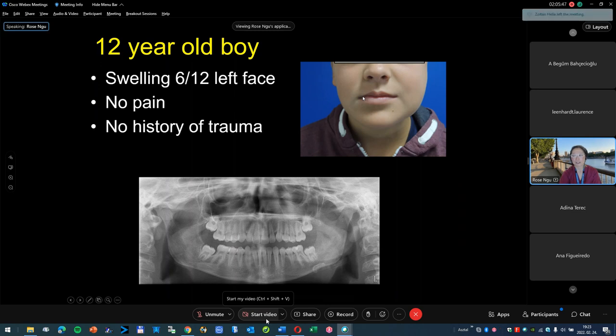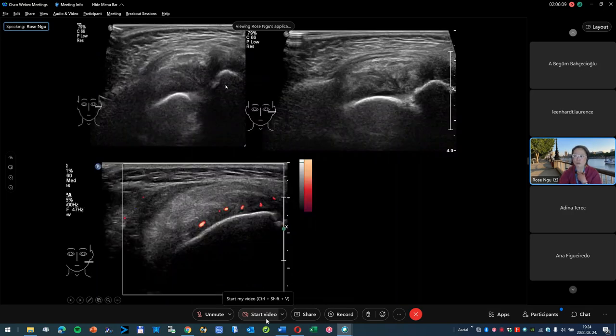Now, remember I said, in this area, you also have teeth. You also have the jaw. You have the mandible, you have the maxilla. This was a 12-year-old boy who presented with a swelling to his face. No pain, no history of trauma. He had a dental x-ray looking for pathology. We can't see much. But when you put the ultrasound on, this is the mandible, this is the masseter.